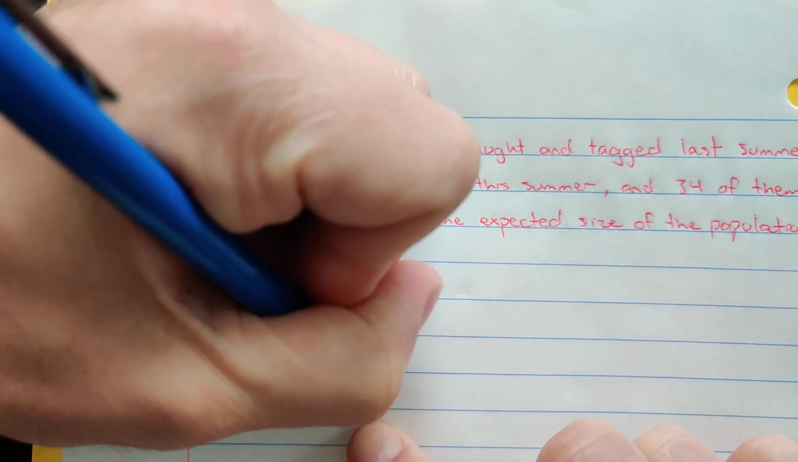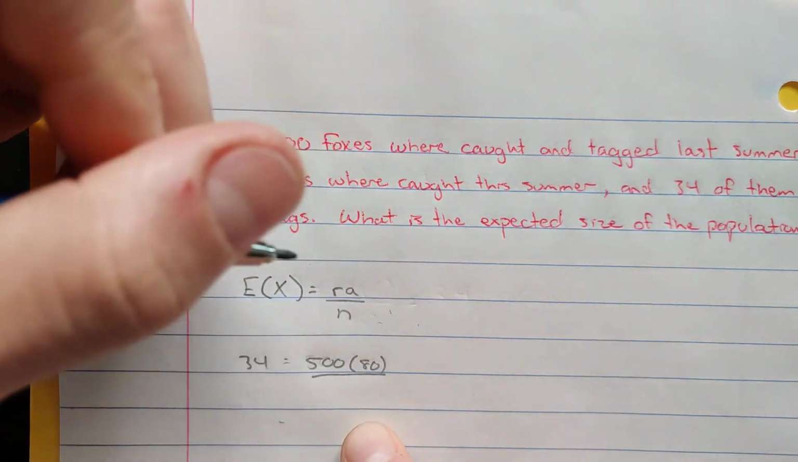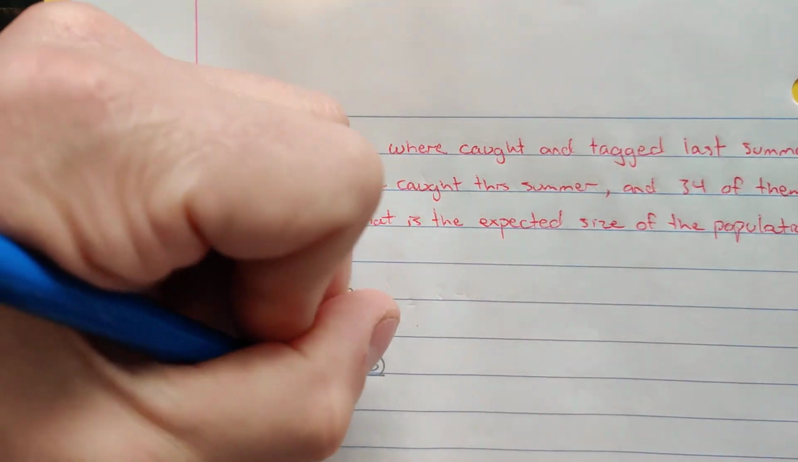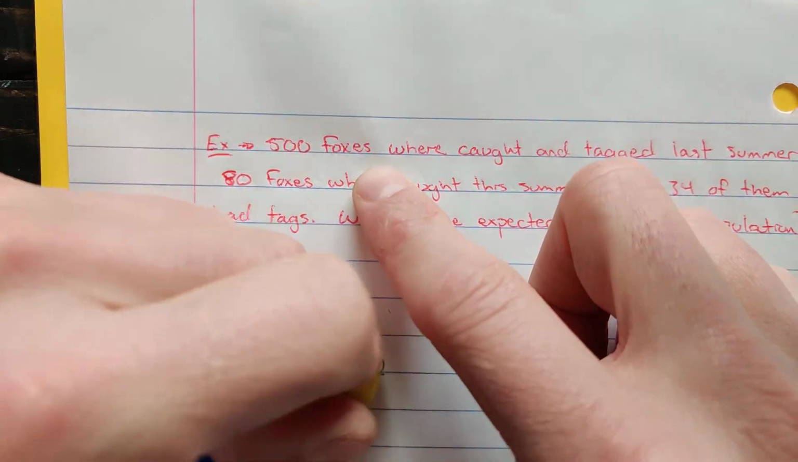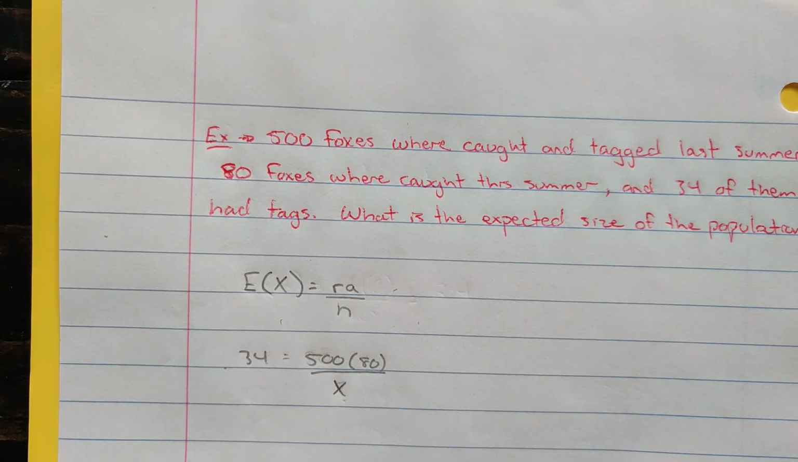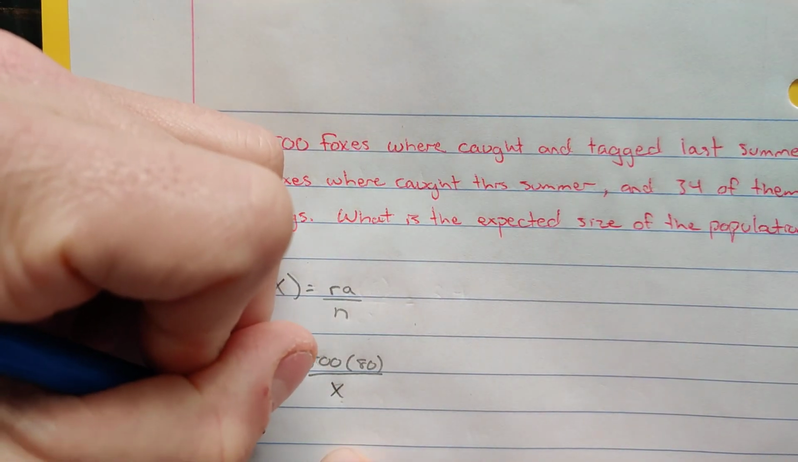So there were 80 successful outcomes out of 500. So there's 500 total outcomes, 80 successes, over the total population, which is what? We don't know. So that's our x. Let's use an x. So 34 equals 500 times 80 over x. So our total number of outcomes of 500 foxes, 80 of them that were successful, and 34 being our expected value. So we just do some algebra here, and we can solve that.